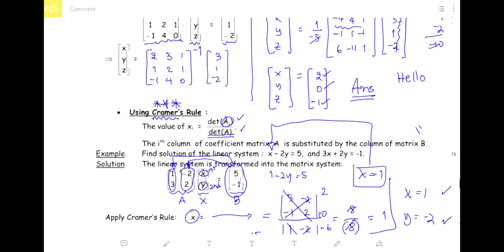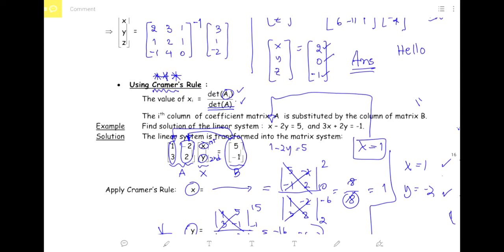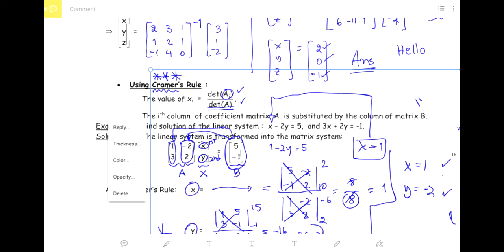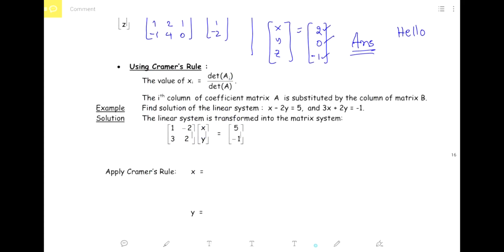Next one, Cramer's rule. I like this guy very much. This Cramer guy is so smart. Okay, let's explain Cramer's rule. I'm going to do it again, delete the old one out. Bye bye. Okay. Explain again.